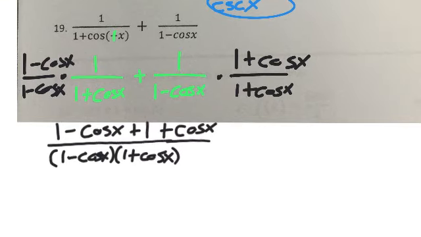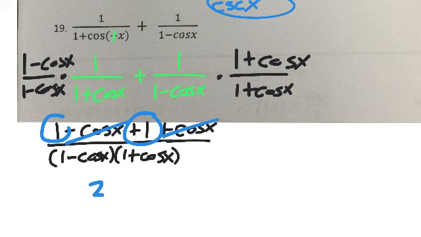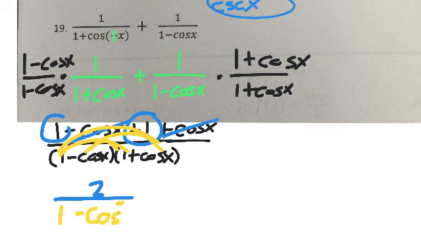Okay, so looking in the numerator, I have 1 plus 1, which is going to be 2, and then I have a negative cosine plus a cosine. So those cancel out. Now my common denominator looks like something that's been factored. So I'm going to distribute. I get 1 times 1, which is 1. Then 1 plus cosine of x minus cosine of x times 1. So those two middle terms are going to cancel. A positive cosine and a negative cosine. And then I've got negative cosine times positive cosine. That's going to be negative cosine squared of x.